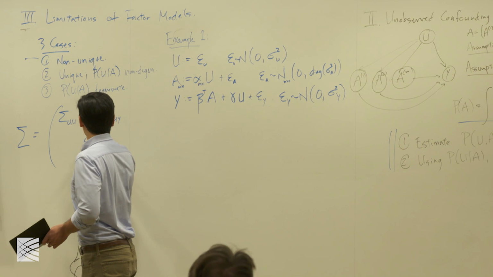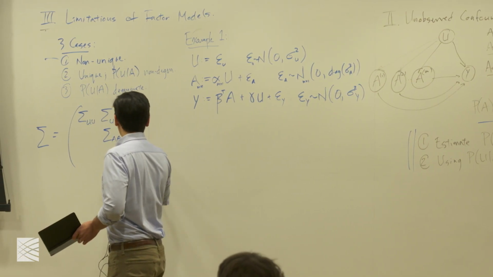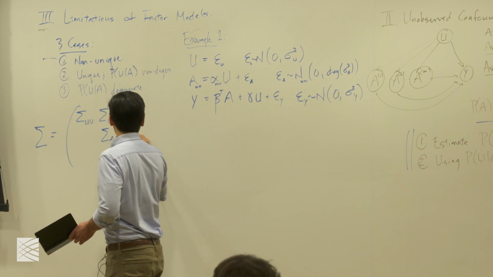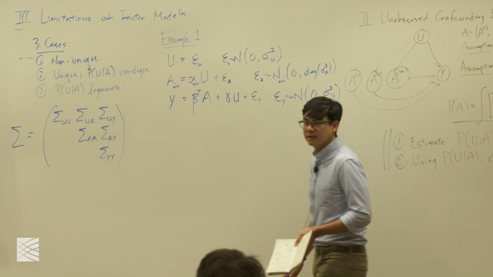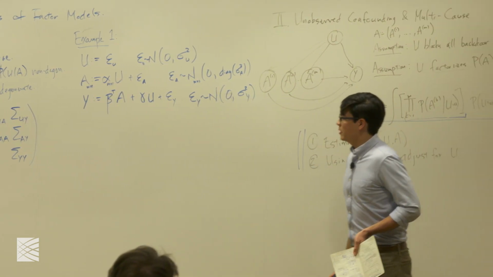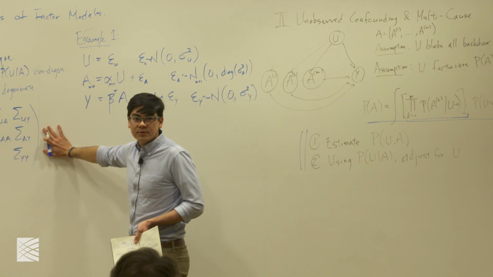So I'm just going to write sigma yy and then sigma ay. So this is a symmetric matrix. I'm just filling in the top part. OK, asking for some audience participation. Which portion of this covariance matrix is observable?